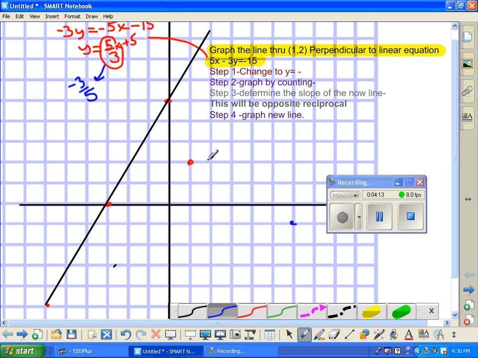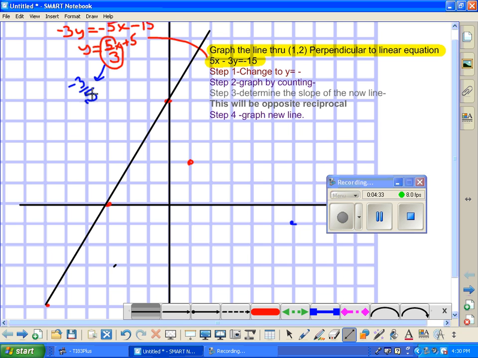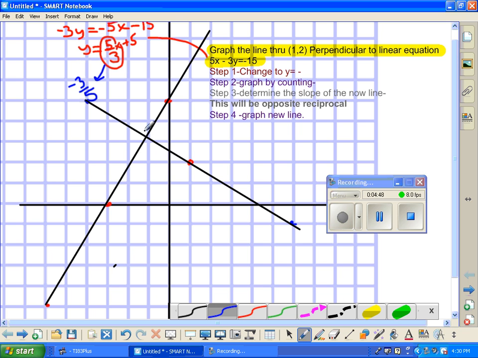If we want to do another point, we go up in a positive direction, 1, 2, 3, and the opposite in a negative direction, 1, 2, 3, 4, 5. So we look at our perpendicular line that we will graph now. From this point through the red dot to the blue, this should graph a line perpendicular to the first equation, y equals 5 over 3x plus 5.